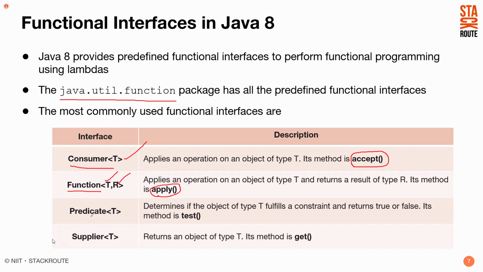Predicate is used for something like a testing function. Whenever I want to test some set of values based on my condition, I can use predicate, and we have a method called test. Predicate will always return true or false because it is for testing, and the abstract method is test. Supplier will return the respective type, and the method we have for supplier is the get method. So don't forget: consumer has accept, function has apply, predicate has test, supplier has get. So 4 interfaces and their corresponding abstract methods.